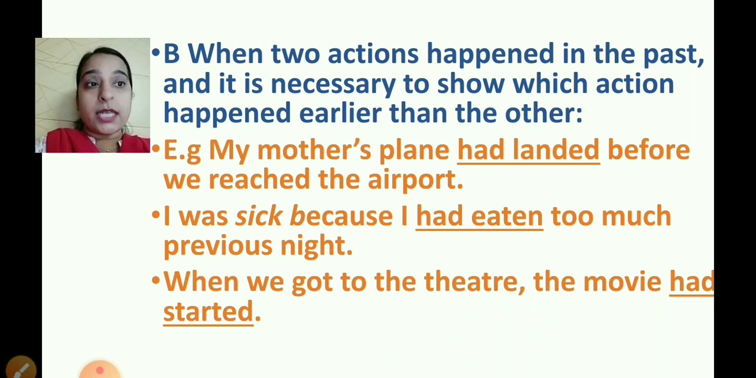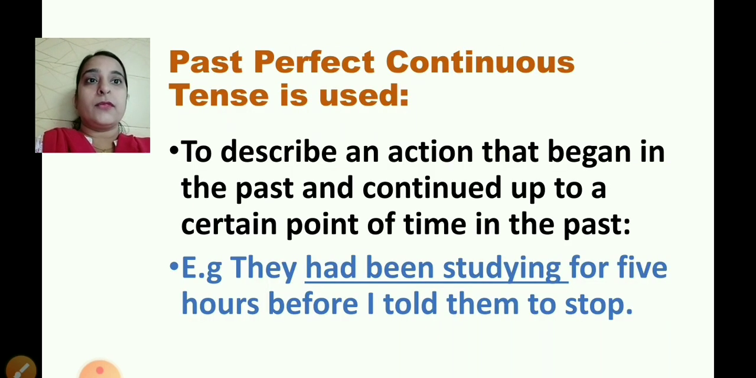When we got to the theater, the movie had started. So the movie had started, that is the first action. When we got to the theater, second action. So there are two actions which happened in the past, and it is necessary to show which action happened earlier than the other. So that time we are using the past perfect tense. Now past perfect continuous tense is used to describe an action that began in the past and continued up to a certain point of time in the past.